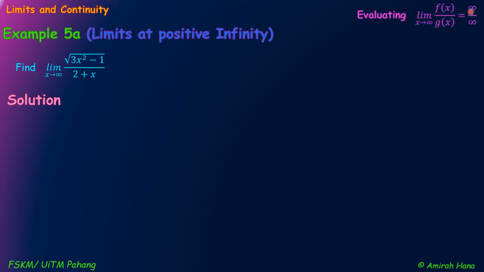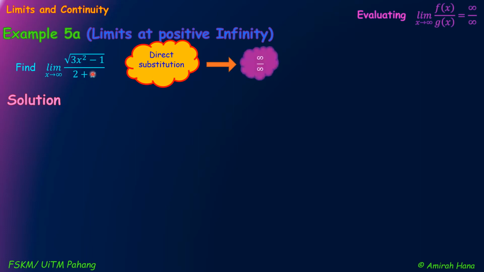In this video, we will continue with example 5a under evaluating limit x approaches infinity, f(x) over g(x) equals infinity over infinity. Find the limit as x approaches positive infinity of (square root of 3x squared minus 1) over (2 plus x). If we use direct substitution, we plug infinity into variable x, so we will get infinity over infinity, which is an indeterminate form. So in this case, we cannot use direct substitution.